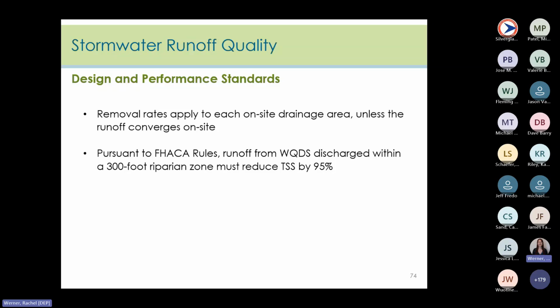Additionally, pursuant to the flood hazard area rules, runoff from the water quality design storm discharging within a 300-foot riparian zone must reduce TSS by 95%. Now, why is this? Because 300-foot riparian zones are associated with Category 1 waters, to include all tributaries upstream in the same HUC 14 watershed. And Category 1 waters have the highest classification in New Jersey. They're waters that have exceptional significance because of their ecological value, recreational value, water supply value, or aesthetic value. So it's important we keep them clean.